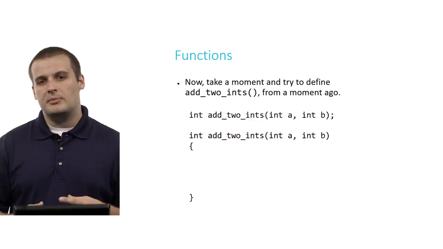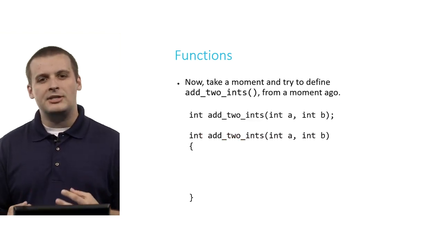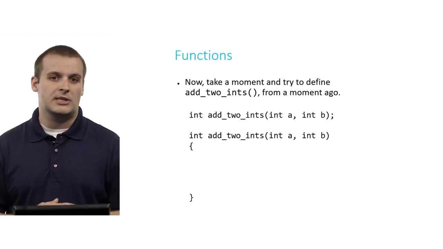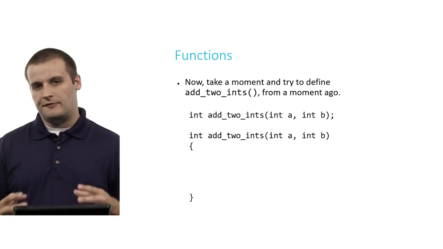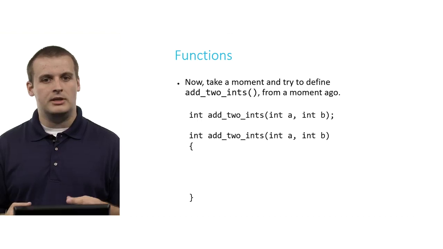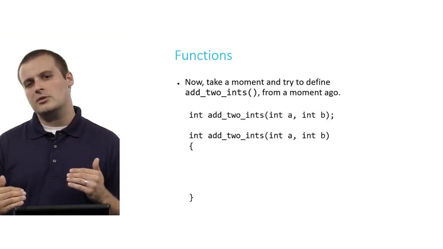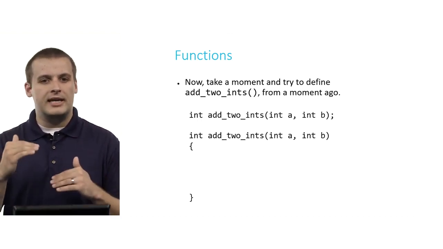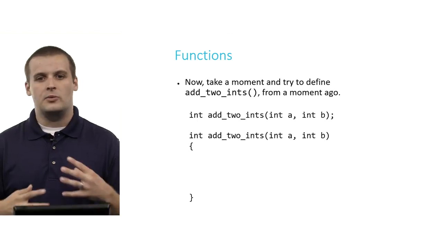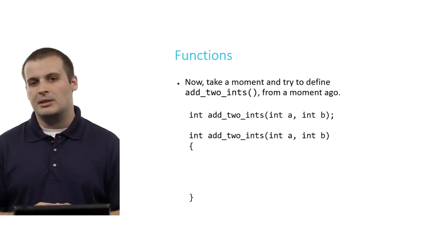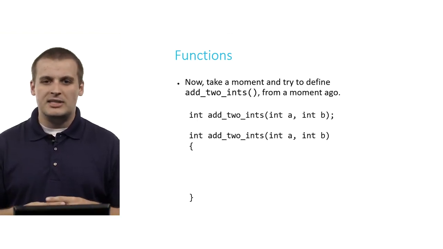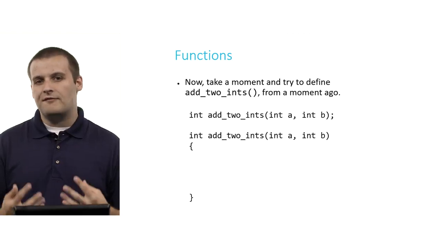Now take a moment, pause the video again, and try to define add2ints, which is the other function that we talked about a moment ago. Again, here I've put the function declaration, ends with a semicolon, and an open curly brace and a closed curly brace to indicate where we will fill in the contents of add2ints so that we define the predictable behavior inside the black box.